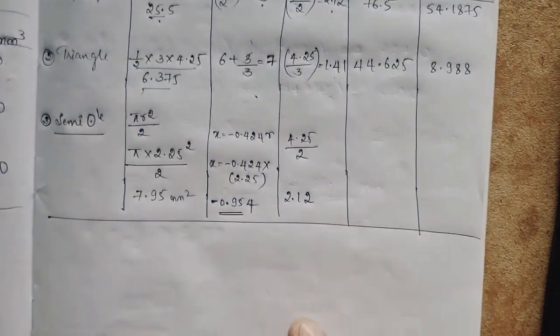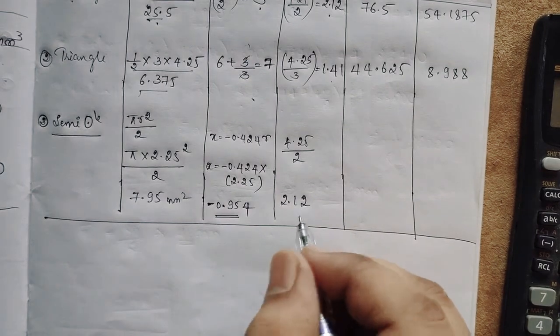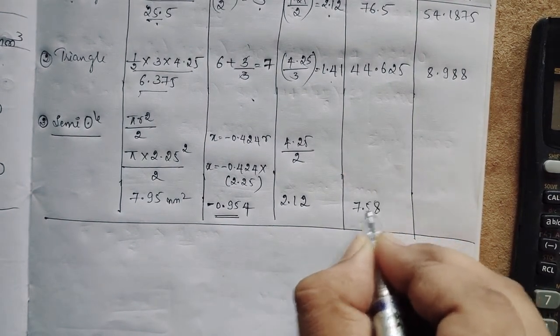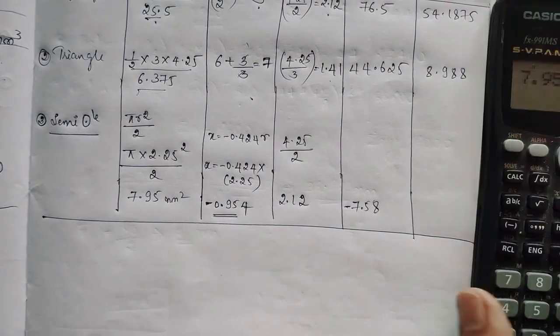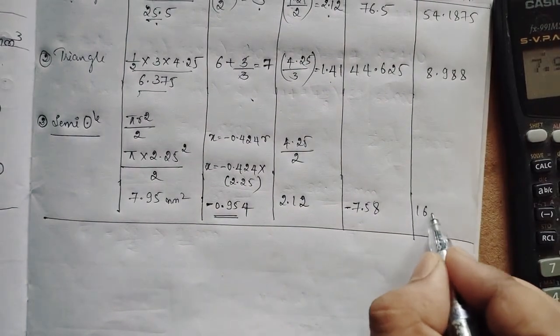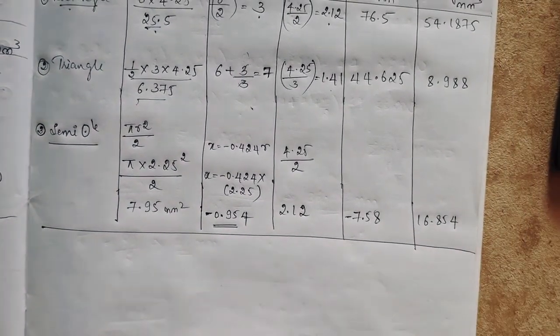It will be 2.12. Now calculate 7.95 into 0.954, which would be 7.58. This will be minus 7.58 mm cube. Next, 7.95 into 2.12 will be 16.854. So we calculated the whole tabulation.